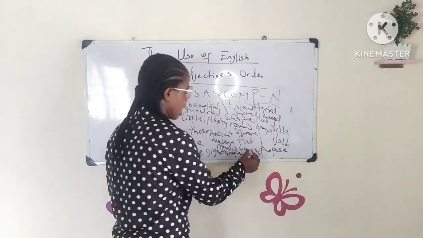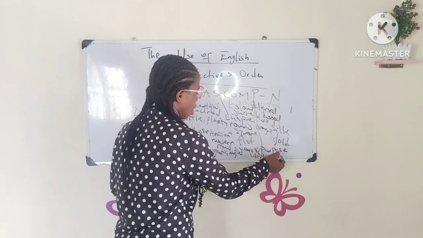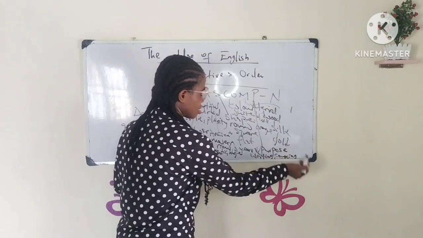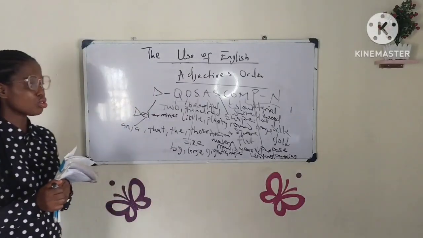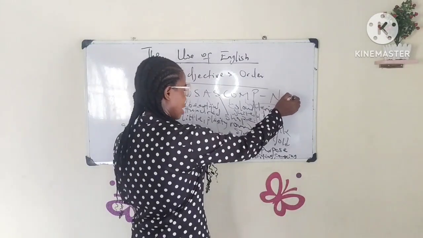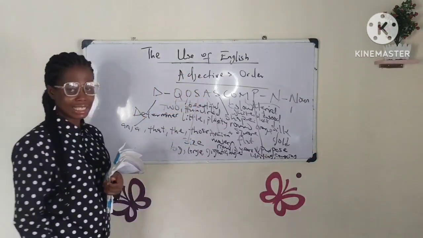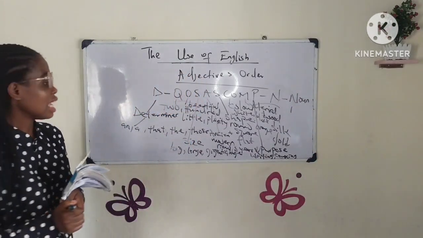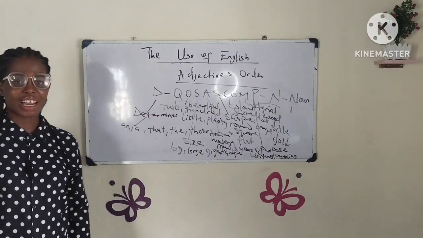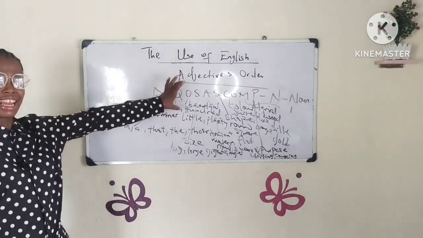Okay, maybe the noun is used for writing, cooking, etc. What is it used for? Now, lastly, we have the noun. The noun, the thing that is being described, the name of the thing that all of these adjectives are describing. Okay, so just memorize this, our mnemonic.